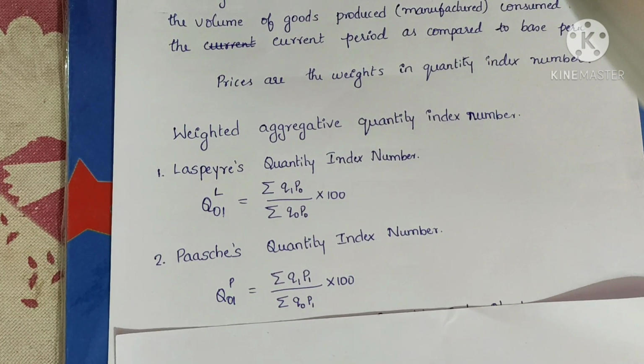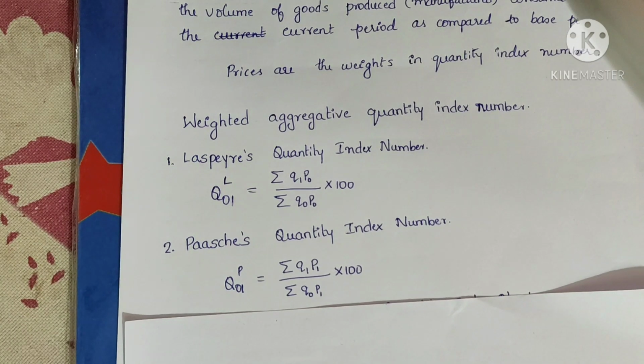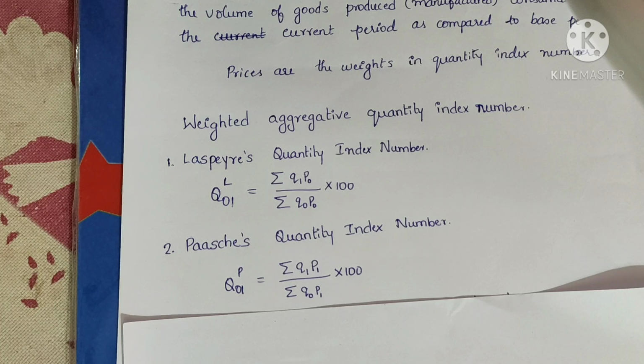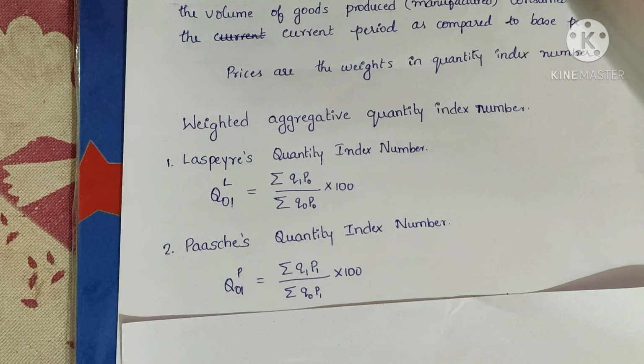Second one is the Paasche's quantity index number. Paasche's quantity index number is given by Q01 equals summation Q1 into P1 divided by summation Q0 into P1, into 100.